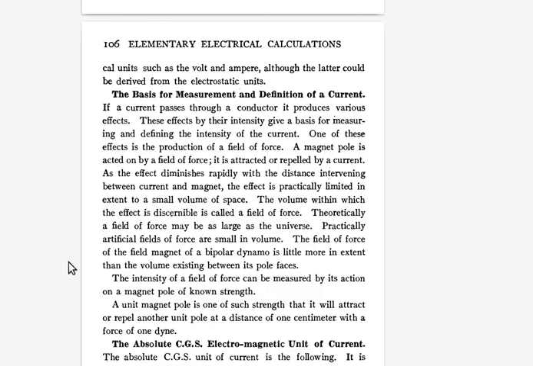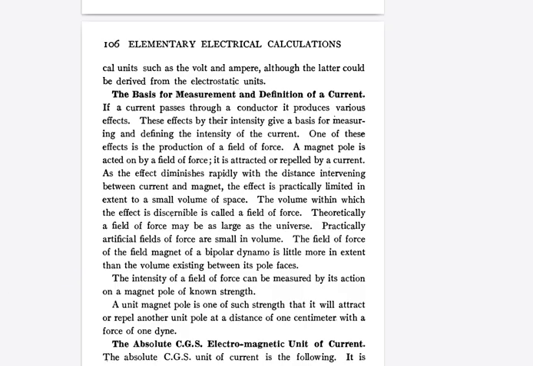The basis for measurement and definition of a current. If a current passes through a conductor, it produces various effects. These effects, by their intensity, give a basis for measuring and defining the intensity of the current. One of these effects is the production of a field of force. A magnet pole is acted on by a field of force. It is attracted or repelled by a current.